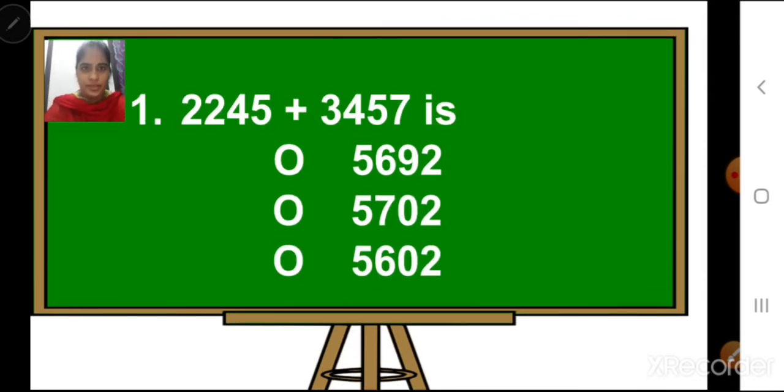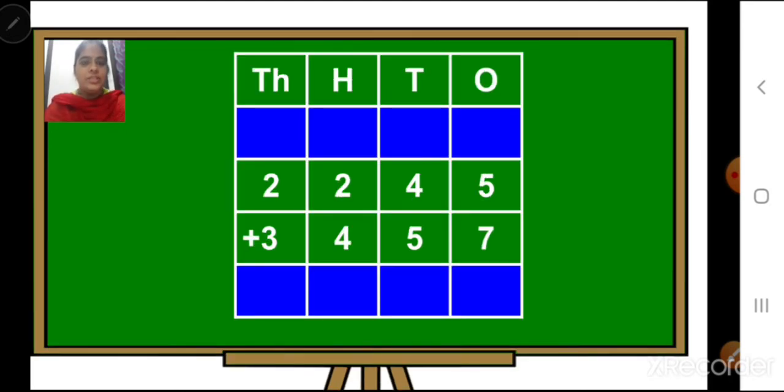Now question number 1. The first one is 2245 plus 3457. So the plus sign is given. We have to add both the numbers and click on the correct option. So first let us add. Children, this is your rough work, the notebook or the page that you are going to keep with you. You are going to solve in that and find the correct answer.